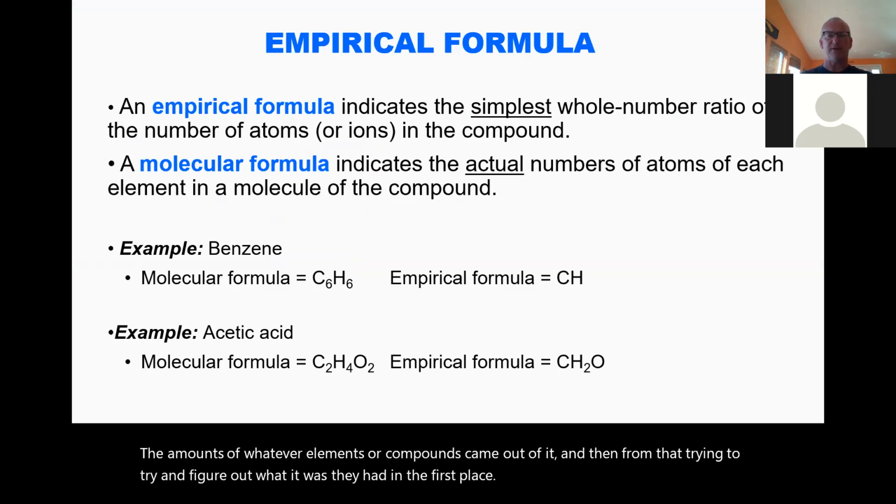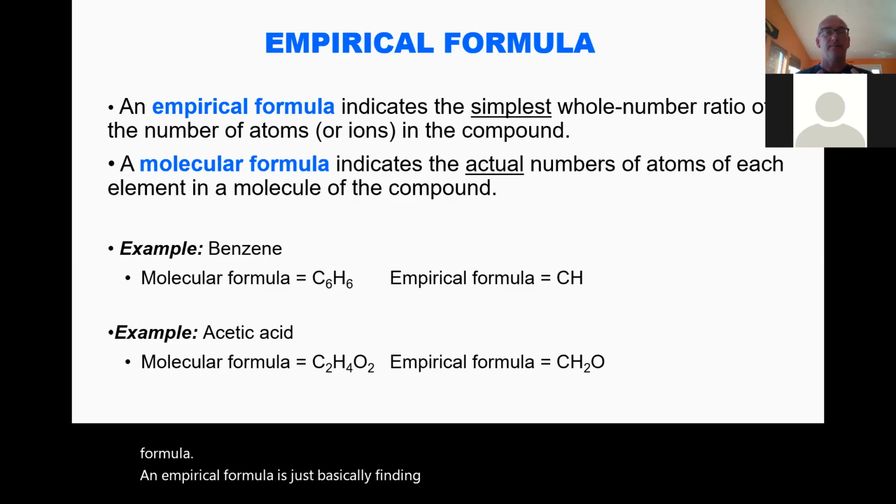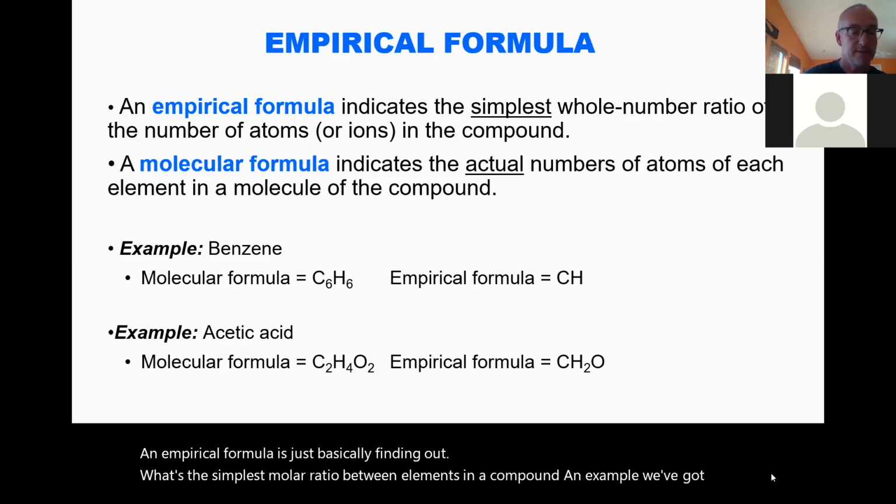So this is where we left off last week. We talked about an empirical formula and a molecular formula. An empirical formula is basically finding out what's the simplest molar ratio between elements in a compound. And an example we've got here is benzene.